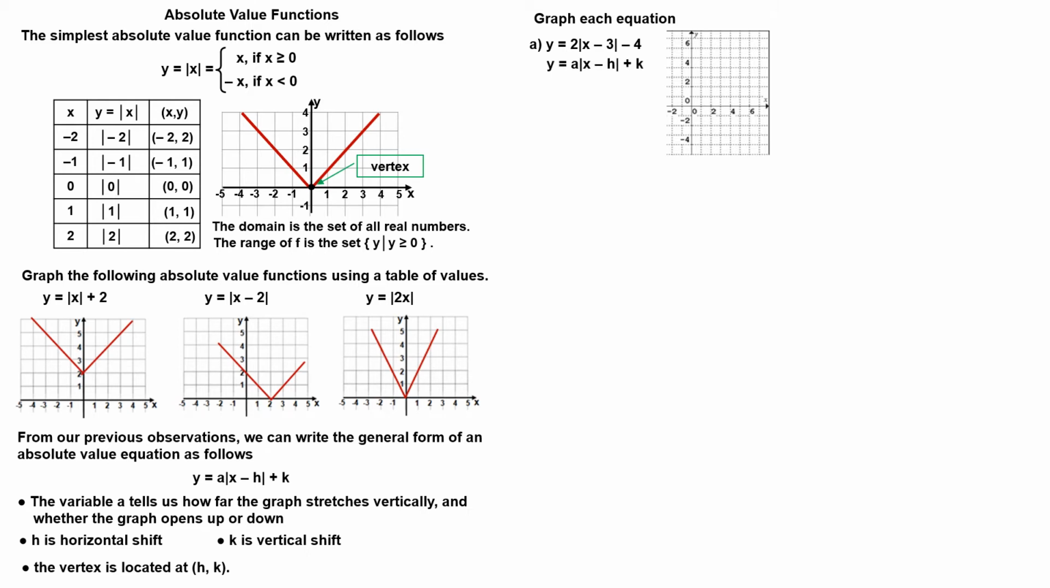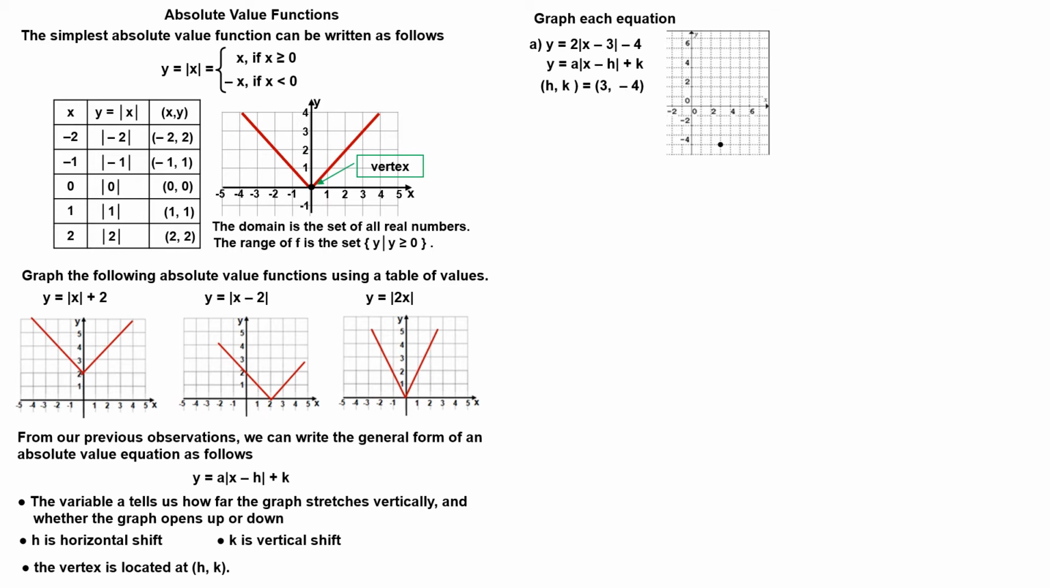Inside the absolute value bars, we see x minus 3, so h equals 3, and outside the absolute value bars, we see minus 4, so k equals minus 4. The x-coordinate of the vertex is 3 and the y-coordinate of the vertex is minus 4. Let's plot the vertex. The vertex of the graph is shifted 3 units to the right and 4 units down from the origin.